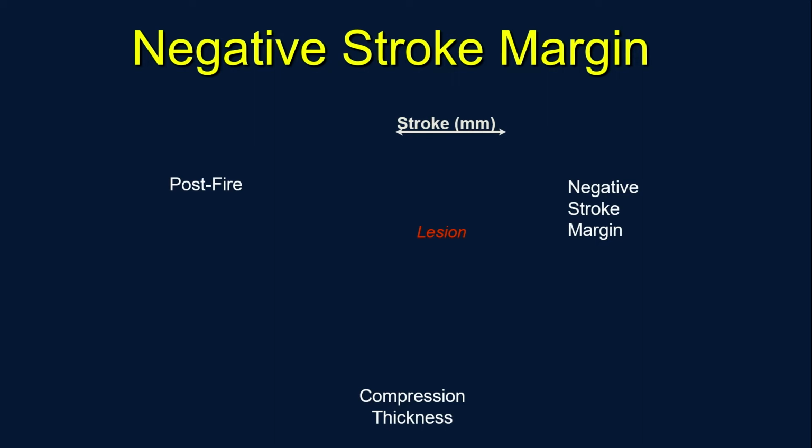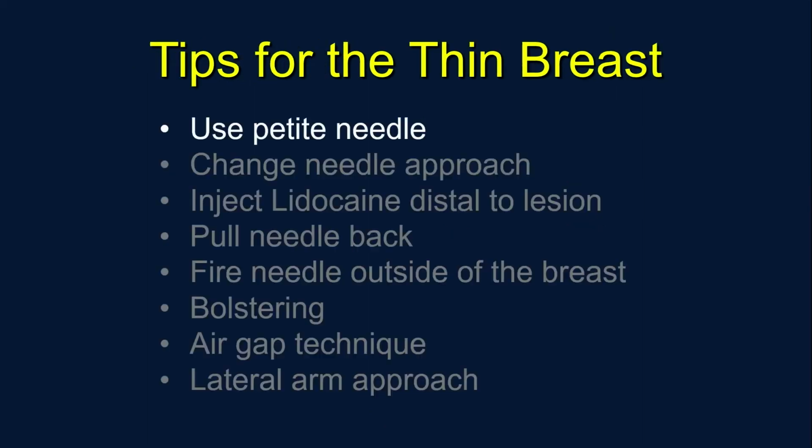It just shows a thin breast with a needle piercing through the back end of the breast and then striking the image receptor. That's what we call the negative stroke margin. I had a nice picture, sorry, but I hope the rest of the pictures work. I hope so too. We checked.